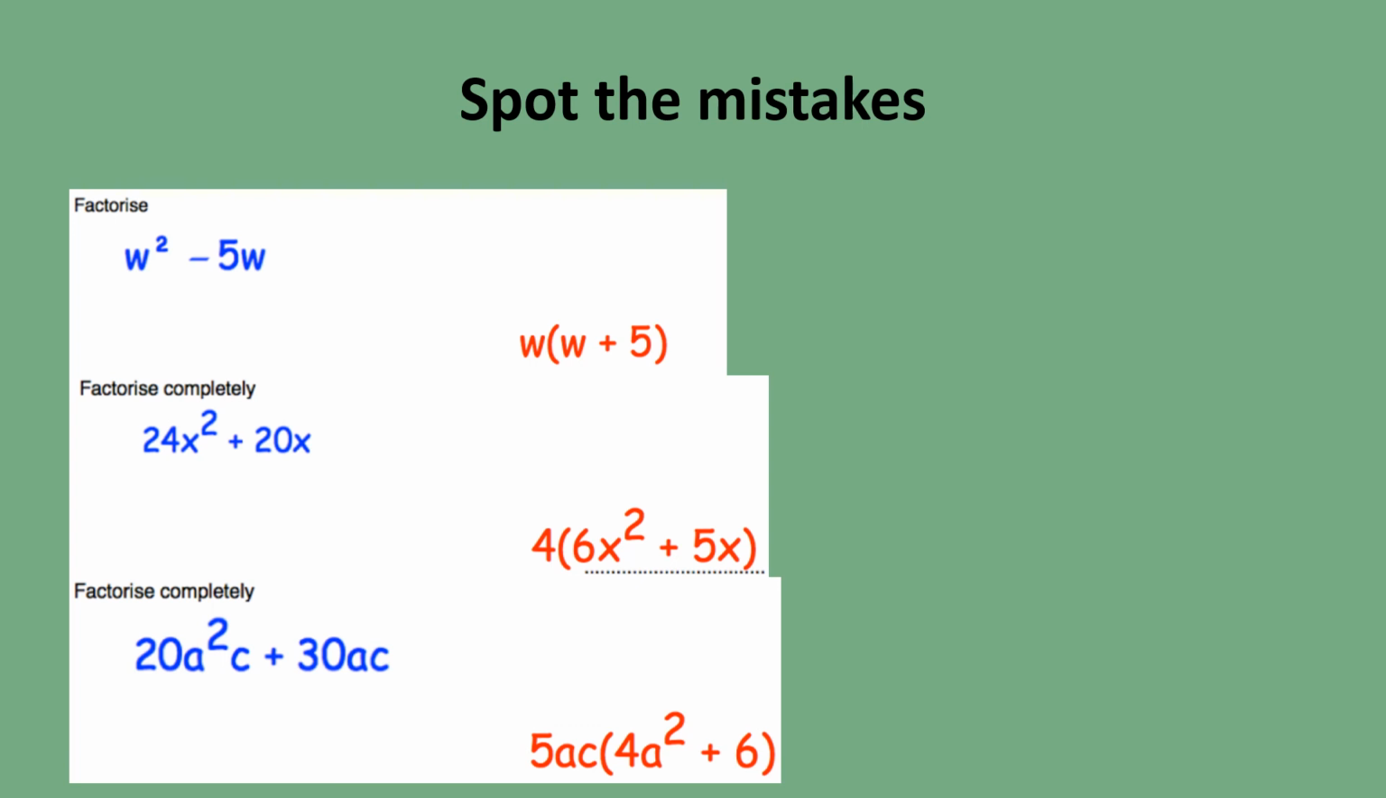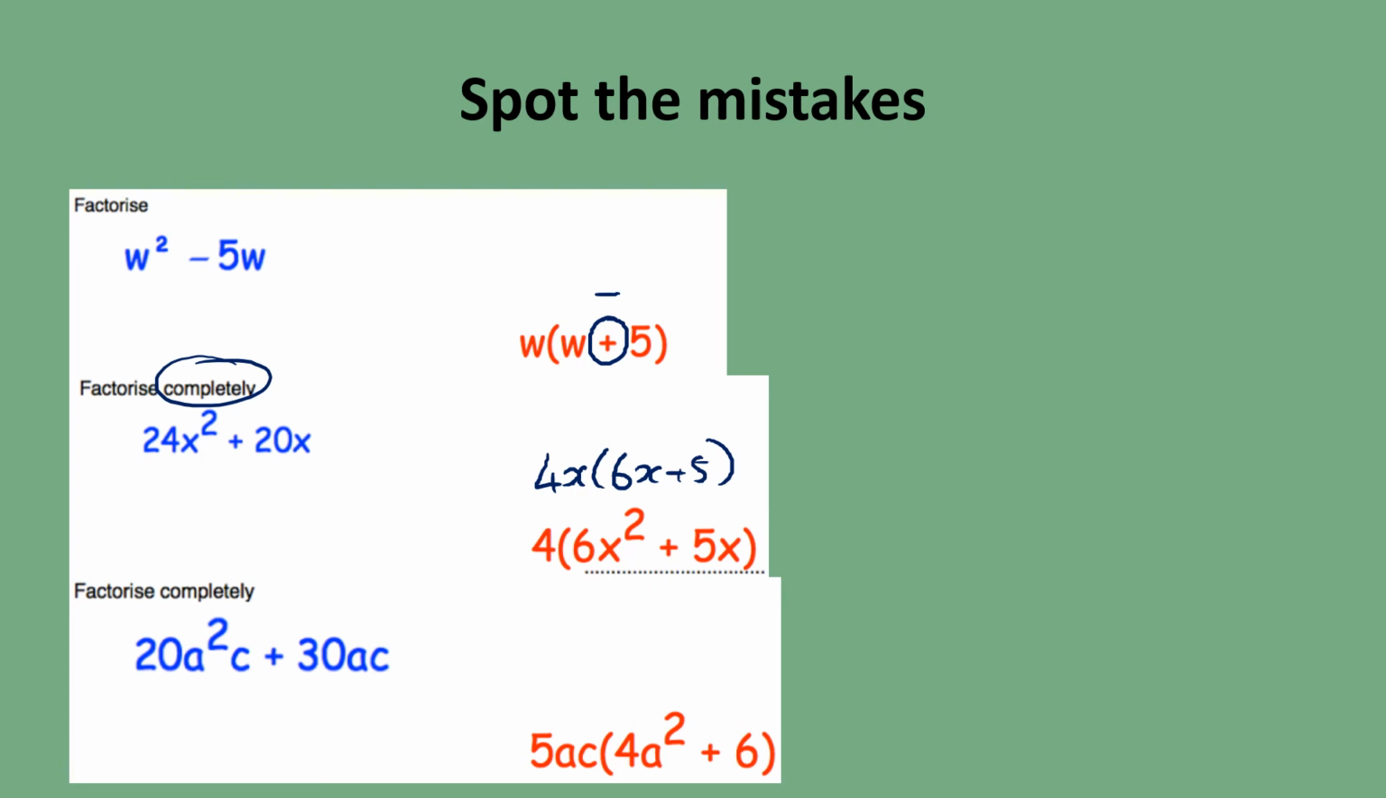So 3, 2, 1. Okay, so the first mistake is purely that this should be a minus sign in the middle. It's a minus sign in the question. It's not going to expand to give that. The second problem is not the actual math. If you expand this, you do get 24x squared plus 20x, but this says factorize completely, and that means take out the biggest amount that you can. And we could actually have taken out 4x, not just 4. So you'd need 4x, lots of 6x plus 5. They didn't factorize it completely.